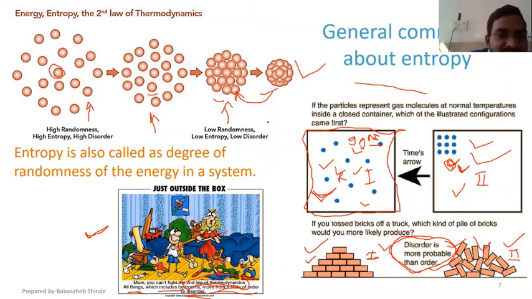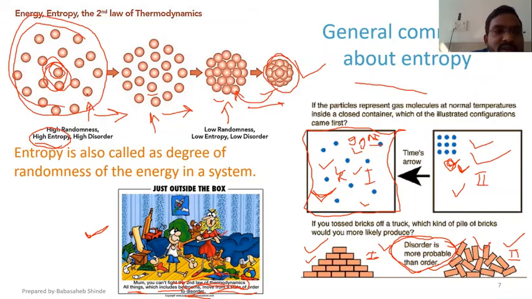Now, if you compare the entropy, in the case of the most disorderly things, the entropy is the highest. If you go in this direction, the entropy will keep on decreasing. This state will have the lowest entropy. This state will have the highest entropy. Highest disorder, high randomness, high entropy, high disorder. Low randomness, low entropy, low disorder. Is that fine with everyone?